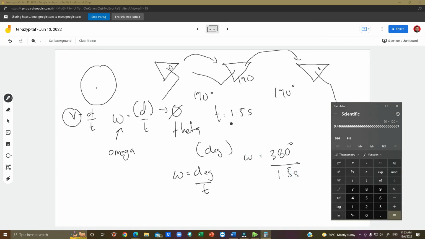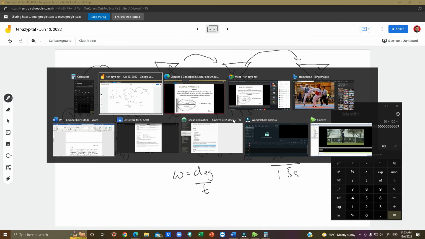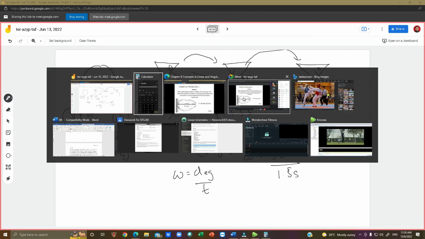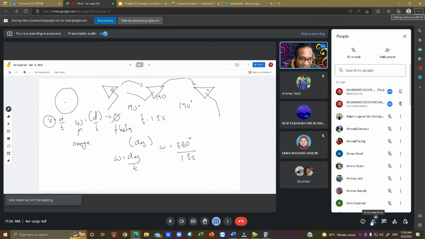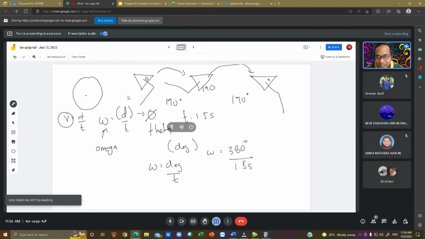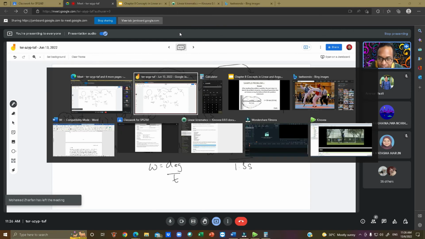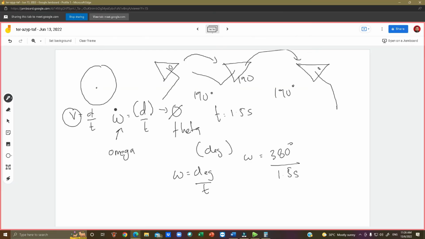Berapa kita dapat? Oh, ada message ke? Oh, sorry. Dia tak share tadi. Tu ni. Okay, in angular, velocity is known as omega. Okay, it is known as omega. Macam W terbalik ni. Ni nama dia omega.